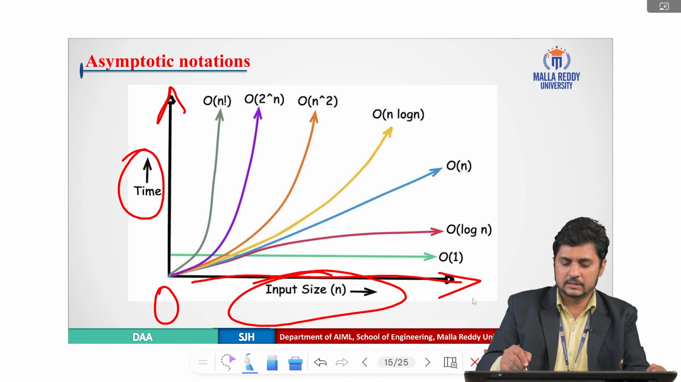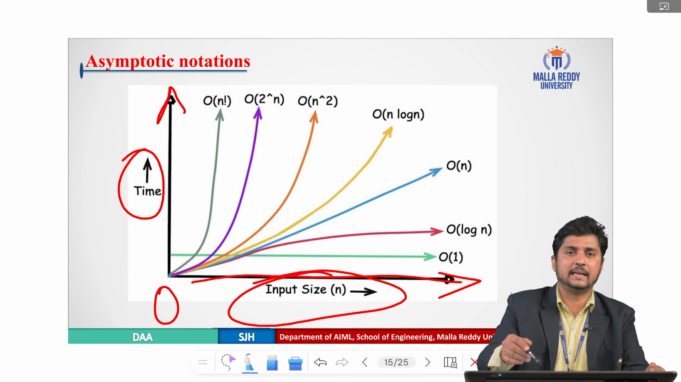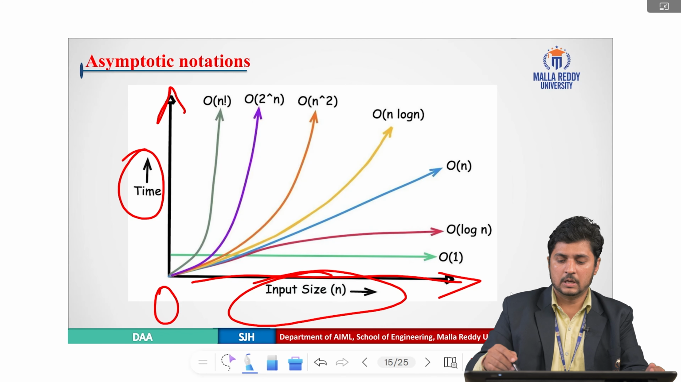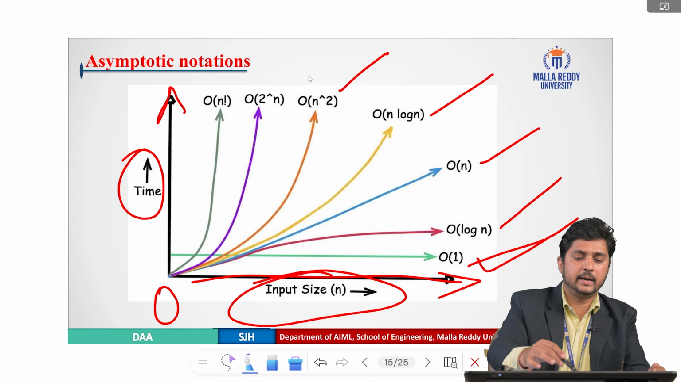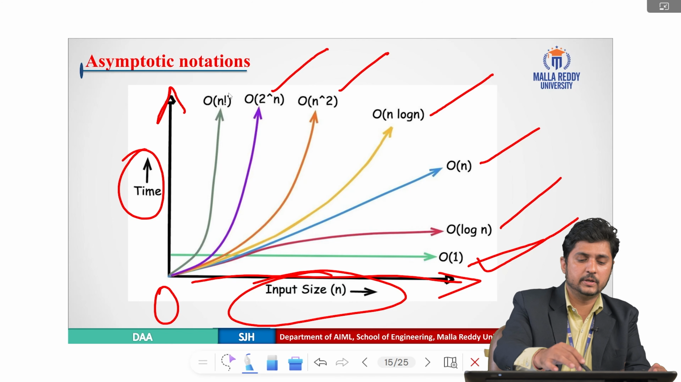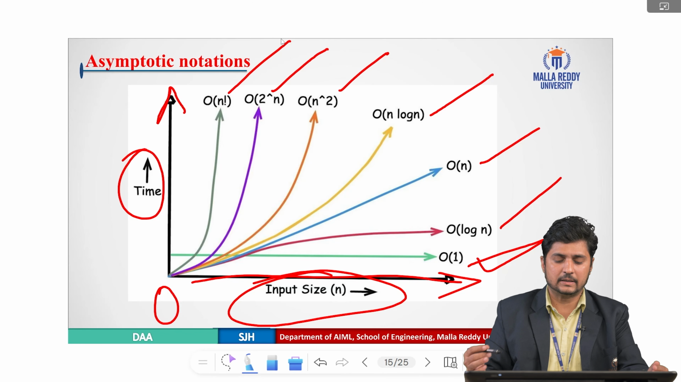So the x-axis represents the input size, and here we can see all the different categories of order of growth. Irrespective of input, some algorithms have constant execution time. Then this is logarithmic, linear, n log n, quadratic, and this is exponential, and this is factorial.